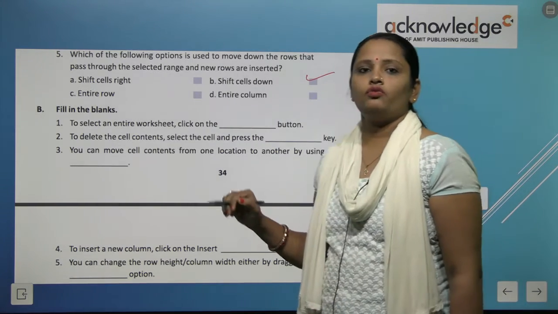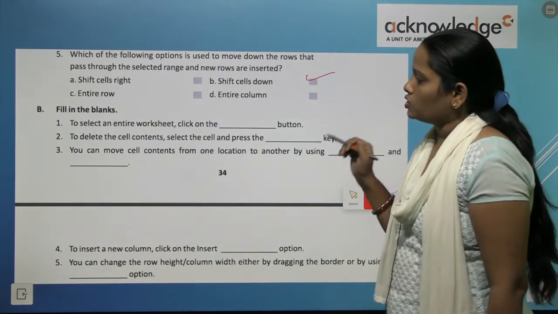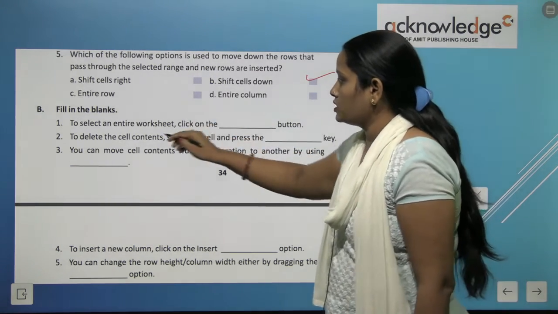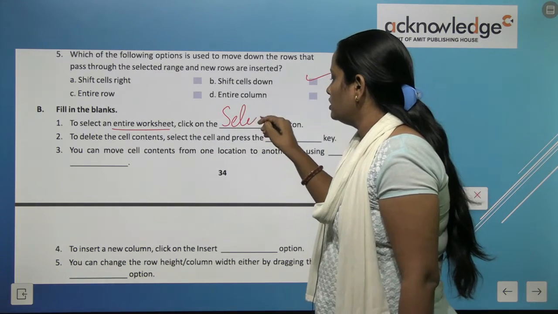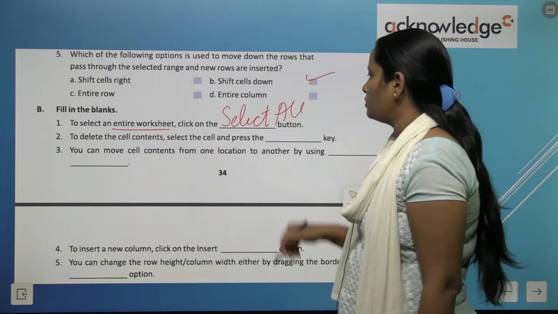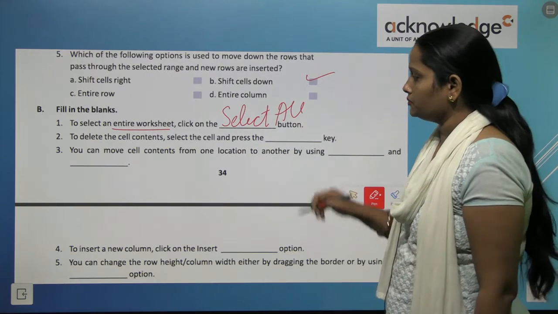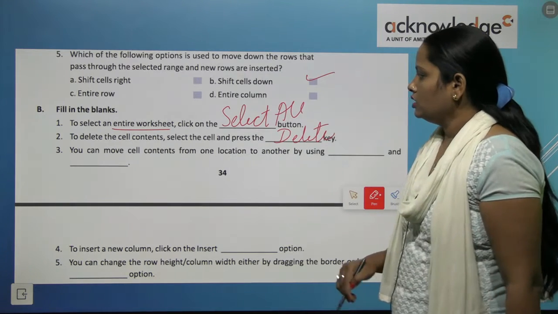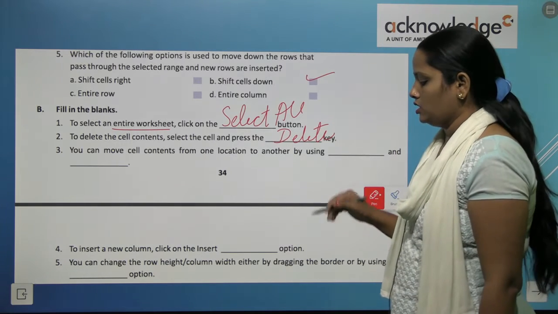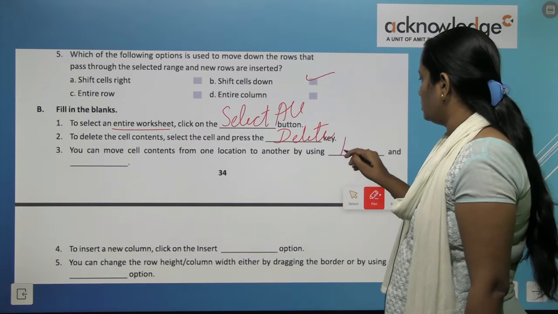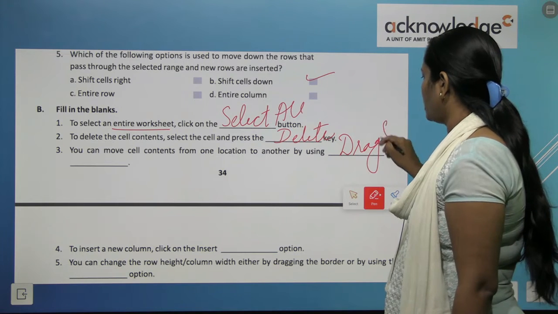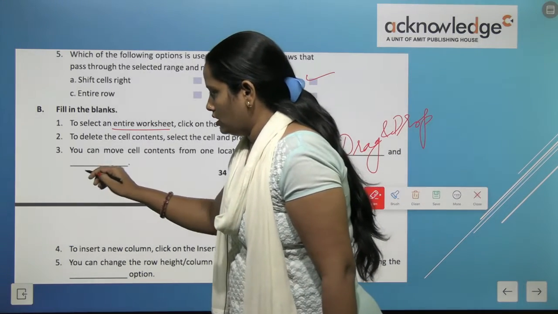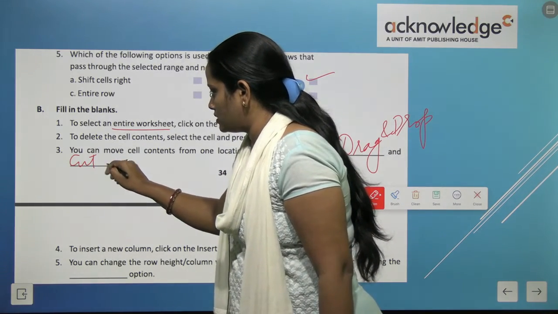Now come to the fill in the blanks, children. To select an entire worksheet, click on the select all button. To delete the cell content, select the cell and press the delete key. You can move cell content from one location to another by using drag and drop, and also by using cut and paste.